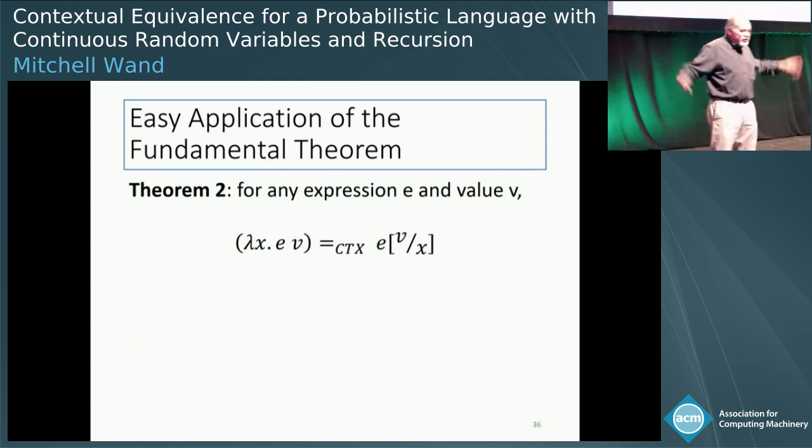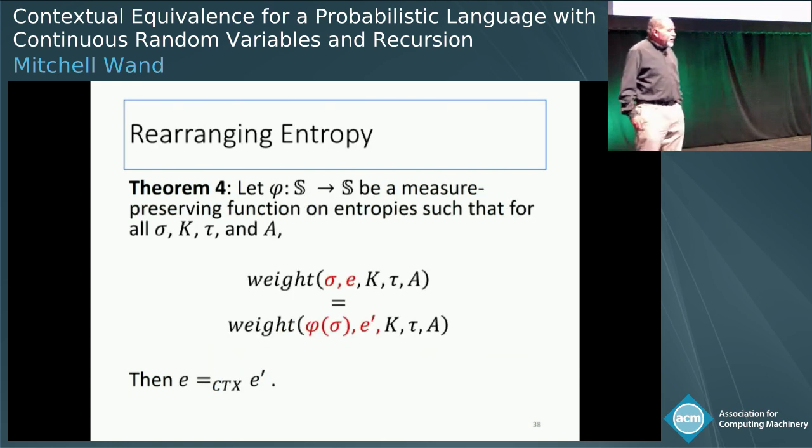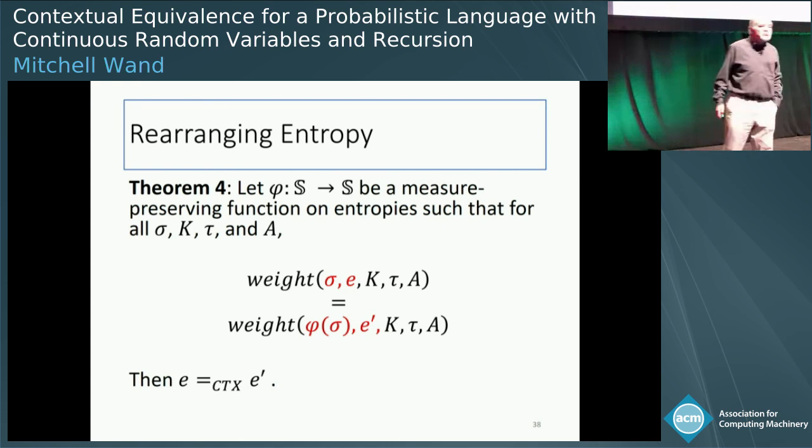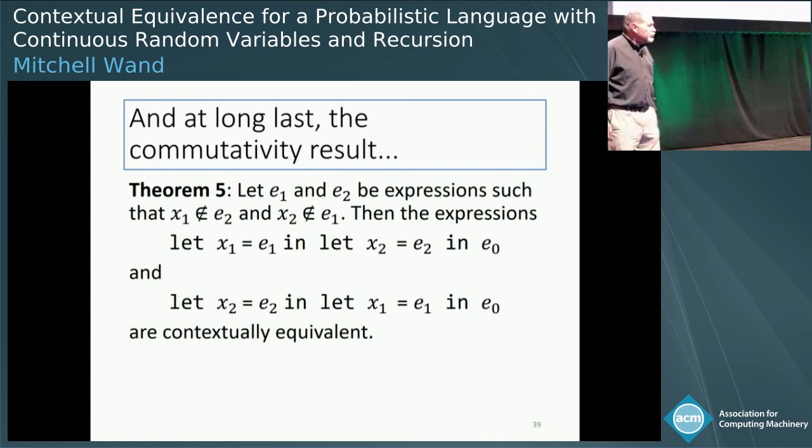Okay, you get applications, right? So you get beta value, you get any mathematical equation, right? And now here's the interesting thing. Let's say you have a transformation on entropies such that if you run E in sigma and E prime in this transformed entropy phi of sigma, and it always is the same answer, then E and E prime are contextually equivalent. And that gives us our commutativity result.